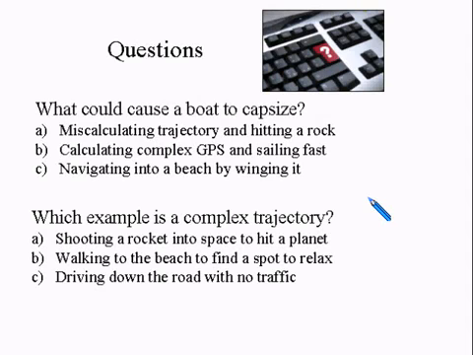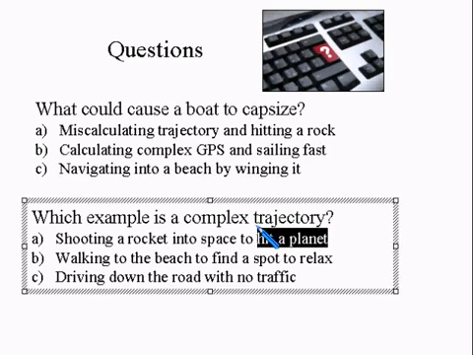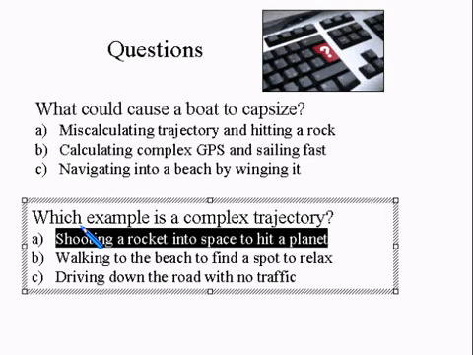Which example is a complex trajectory? Shooting a rocket into space to hit a planet, walking to the beach to find a spot to relax, or driving down the road with no traffic. The most complex here would be shooting a rocket into space to try to hit a planet. That's extremely complicated.